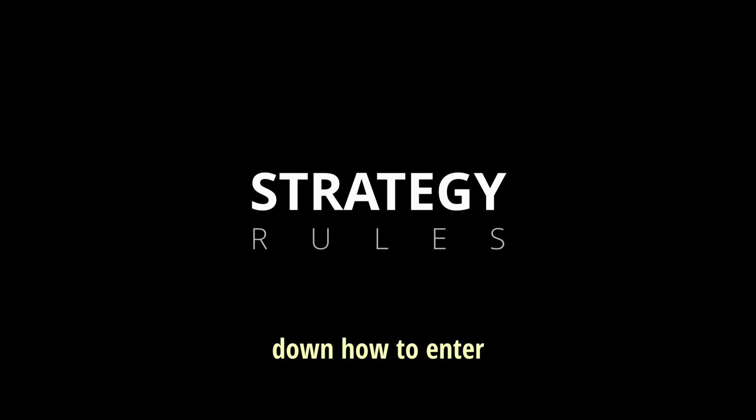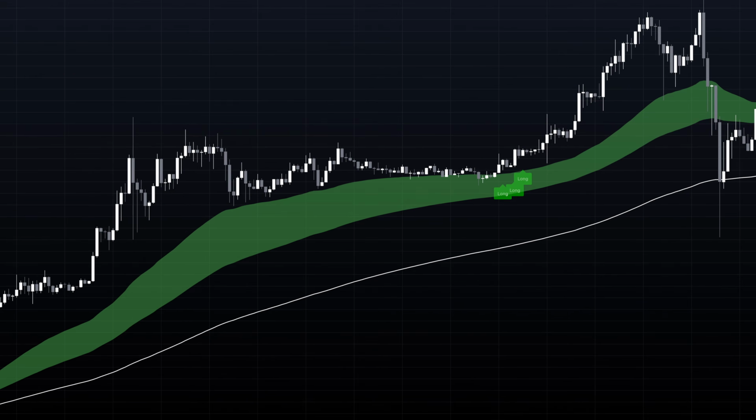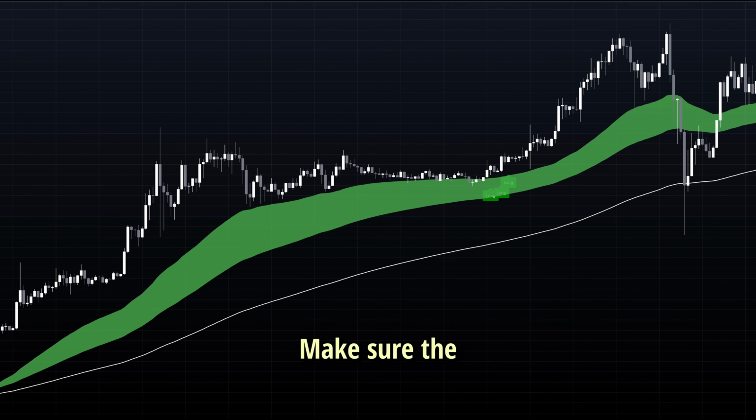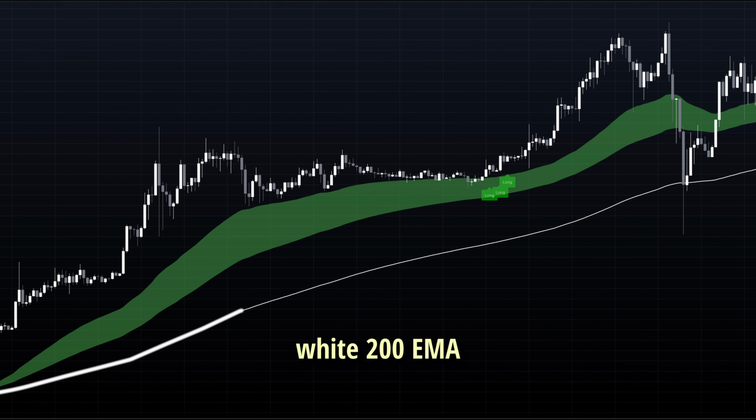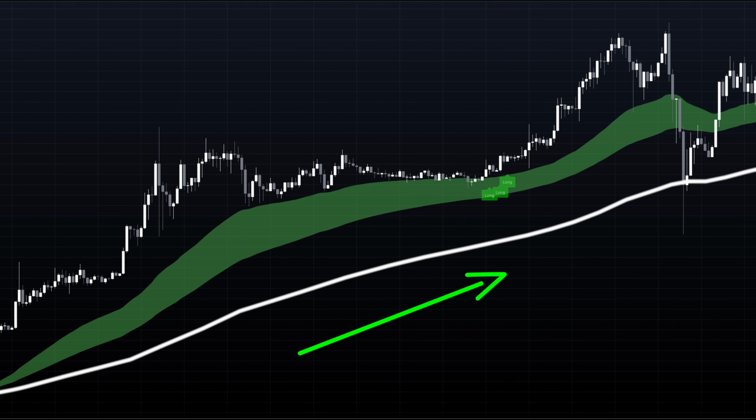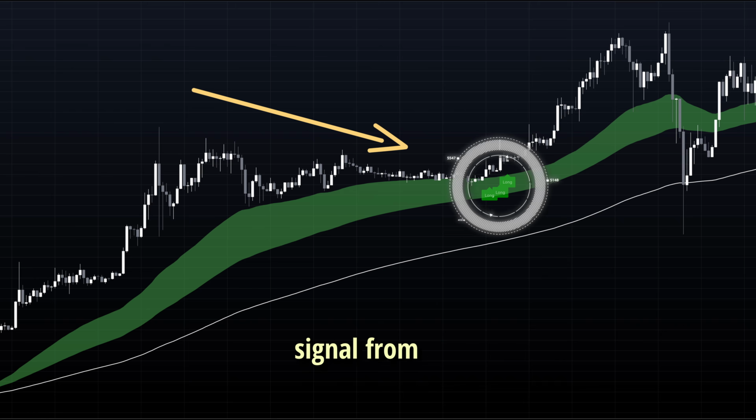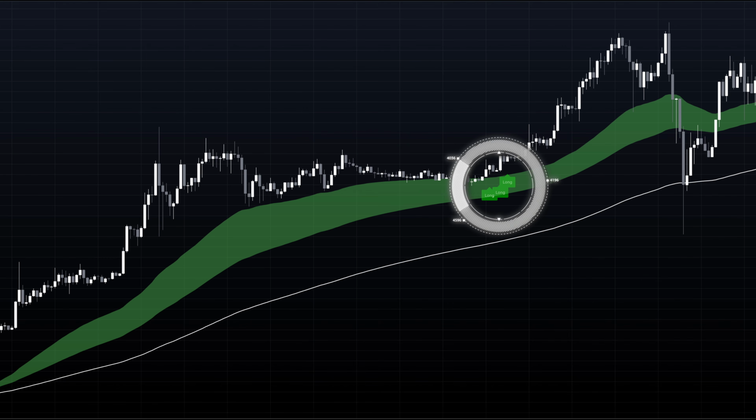Okay, let's break down how to enter long and short positions. Going long. Make sure the ribbon is green and above that white 200 EMA. That's your uptrend. Wait for a pullback and a buy signal from the auto trendline indicator.